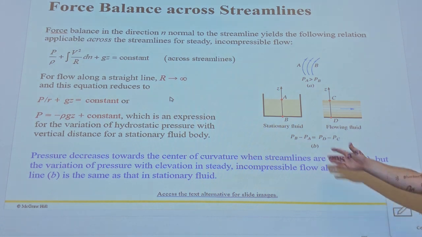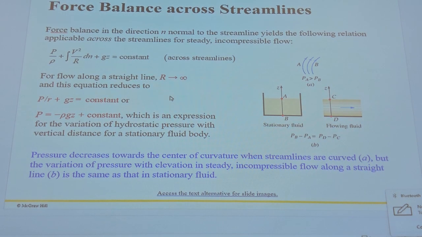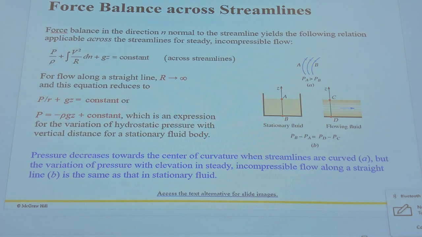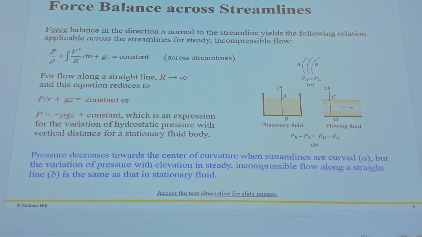Now, if it is stationary, what are we missing? Which term we're going to miss? If you have a stationary fluid. The velocity. The velocity, right? There is no velocity, so you have the remaining 2 terms.